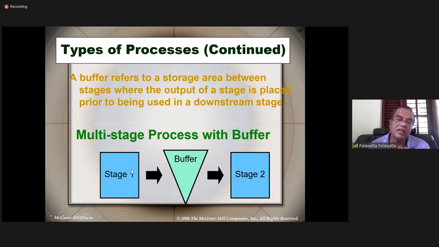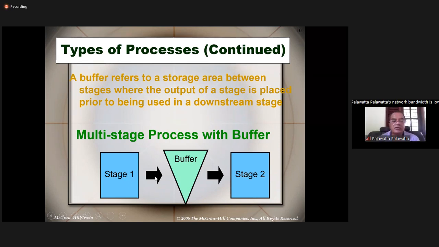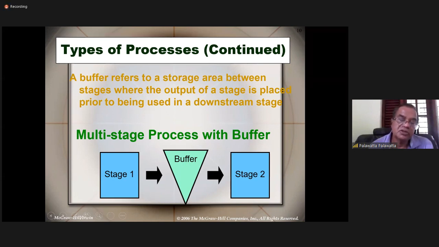Otherwise, what will happen is if stage 1 is faster than stage 2, in order to avoid the inventory, stage 1 has to slow down the work. So slow down the work speed. Otherwise, there will be a lot of produced items piled up, and not having place to put them down. So that is the important thing of a buffer. Buffer actually facilitates the stages to function independently.